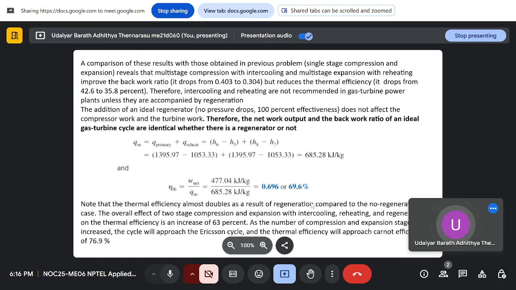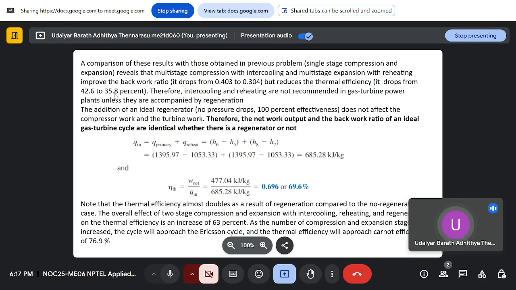If you see a comparison of the results with those obtained in the previous problem, when we assumed an ideal case where the compression and expansion processes were 100% efficient, so truly isentropic, it says that multi-stage compression with intercooling and reheating has dropped the back work ratio from 40% to 30%, but it has also reduced the thermal efficiency from 42.6% to 35.8%. So doing this has reduced both the thermal efficiency and the back work ratio.